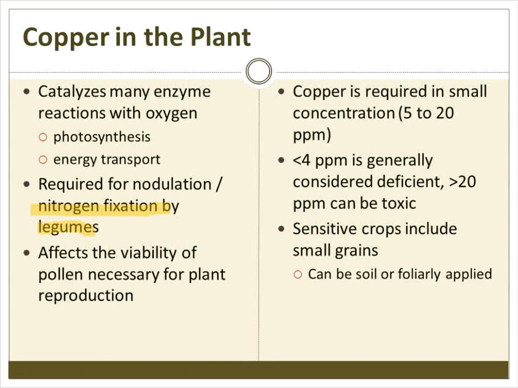Hey, viability of pollen, that's kind of important if you're relying on pollen to produce apples or peaches, right? It's required in relatively small concentrations, and crops that are sensitive to deficiencies or toxicities could be small grains, and you can achieve or repair or overcome those deficiencies, if you will, with soil applications or foliar applications.